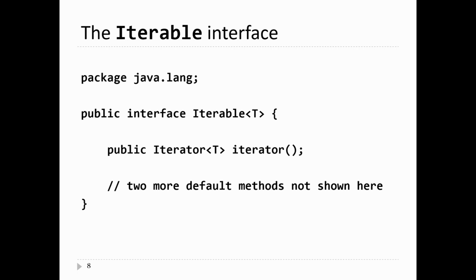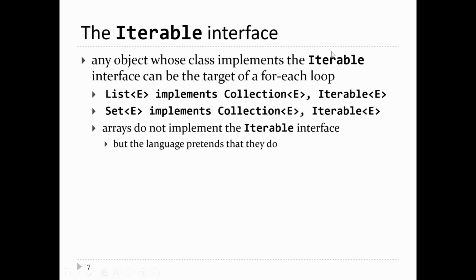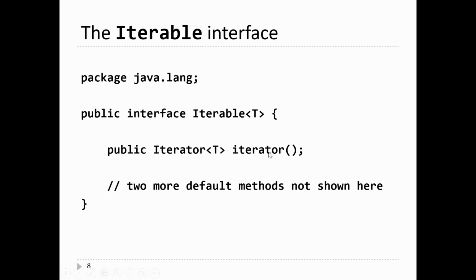Okay, Iterable only has one method. Well, only one method that we care about. Iterable says it returns an iterator. So in other words, if your class implements the Iterable interface, you know that you can get an iterator over objects of that type. So List implements Iterable, so you can get an iterator over a list.